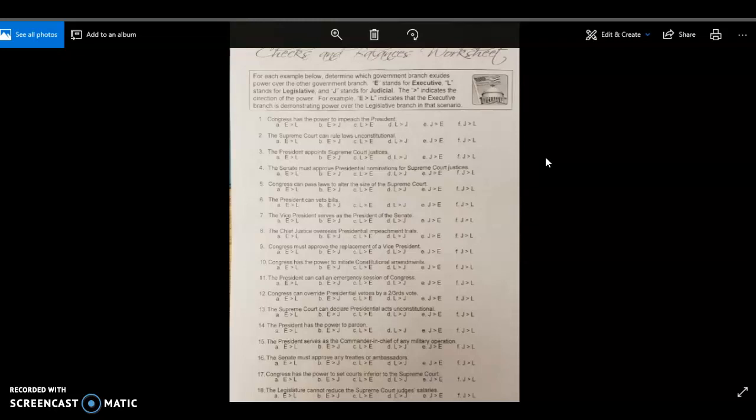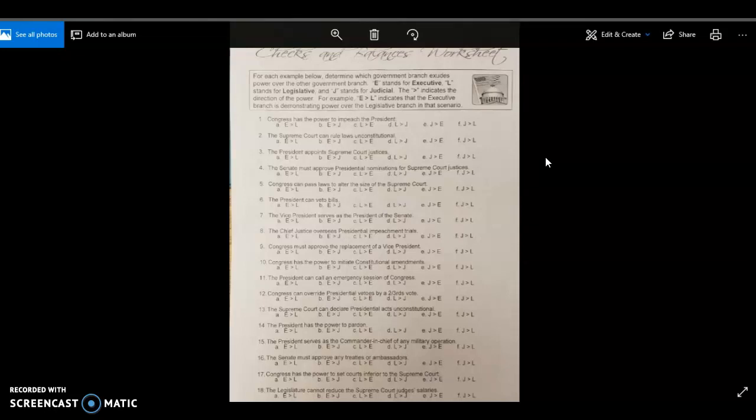The E stands for the executive branch. That's your president, vice president. Your L is for legislative. That's the House, Senate, Congress. And the J is the judicial. That's your Supreme Court. So let's look at number one together.